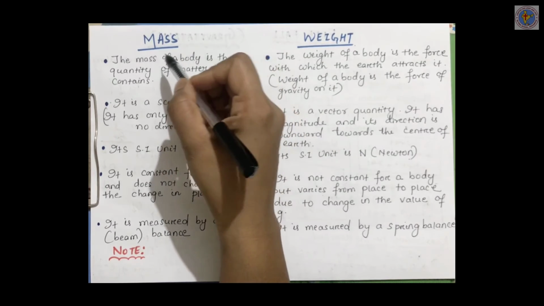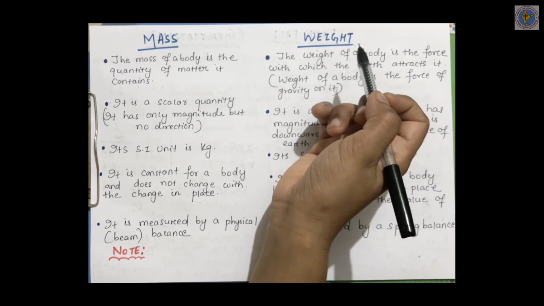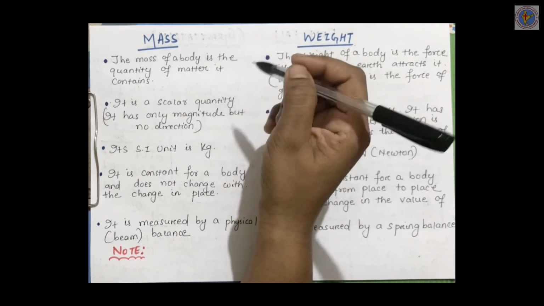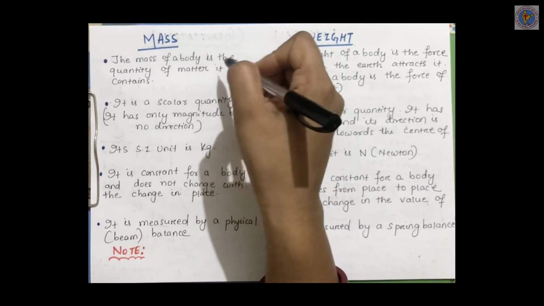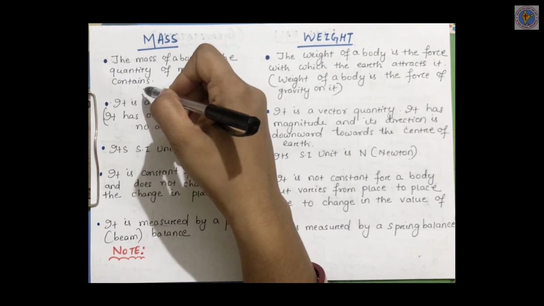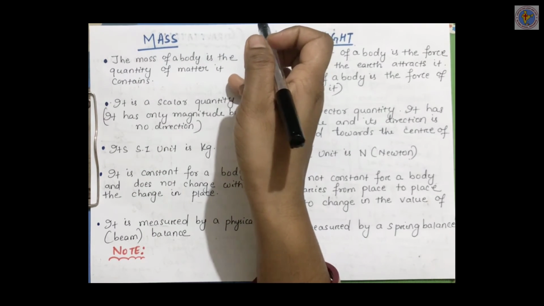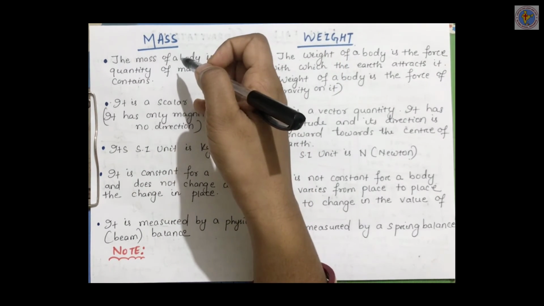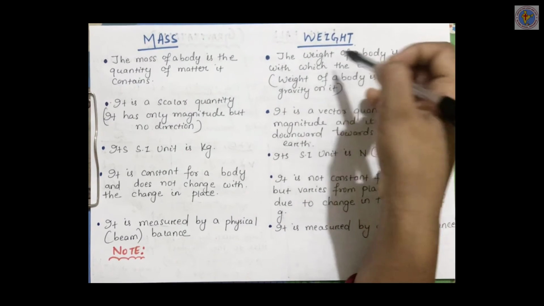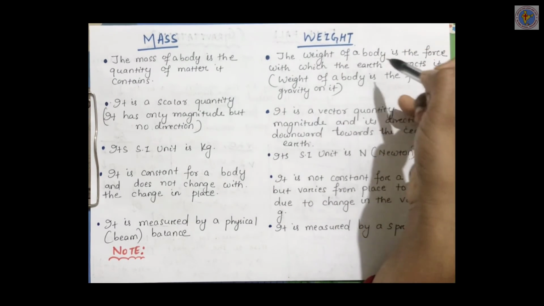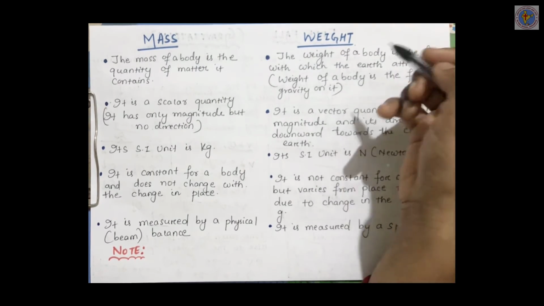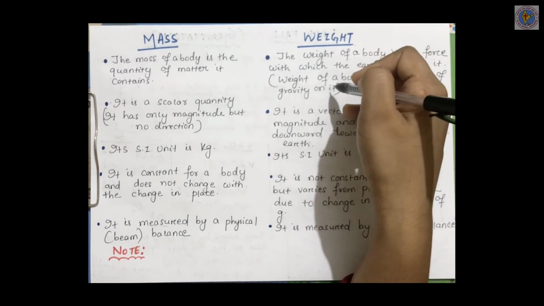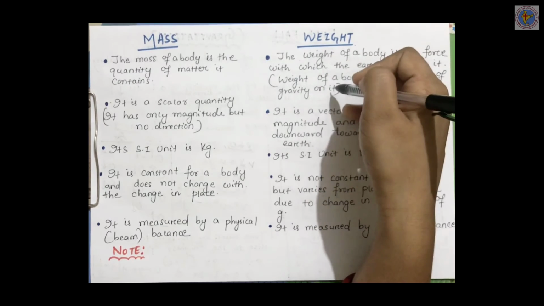Now let us discuss mass and weight. Let us differentiate between mass and weight. The mass of a body is the quantity of matter it contains. How can we define mass? It's nothing but the quantity of matter contained in a body. The weight of a body is the force with which the earth attracts it, that is, the force of gravity on it.